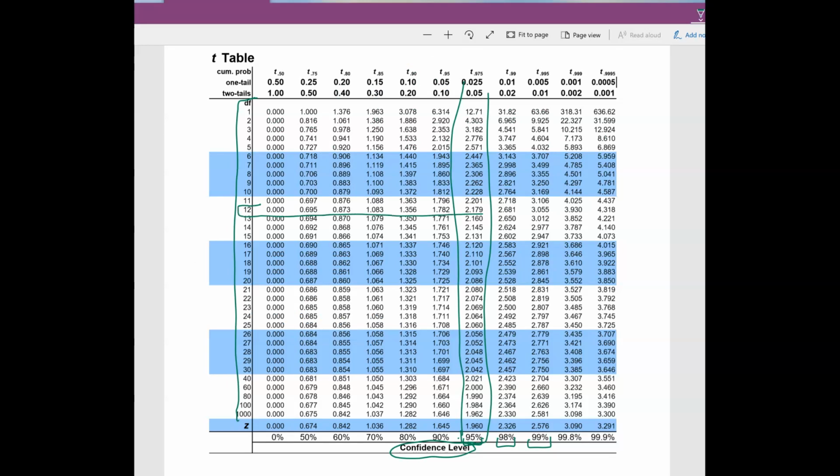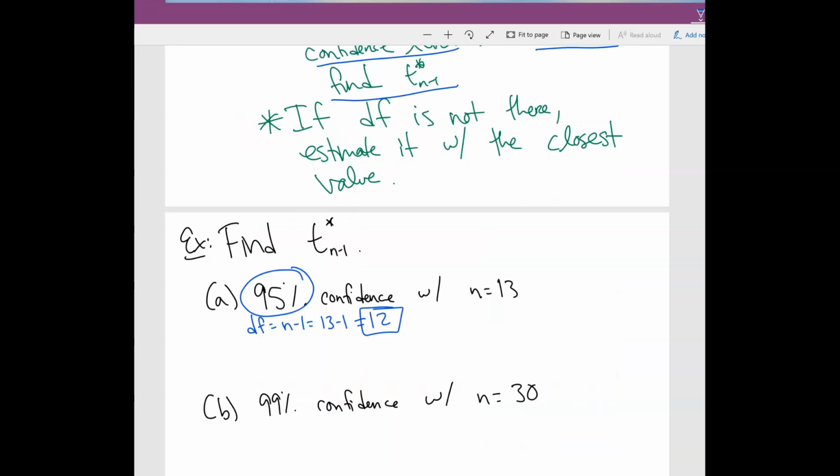So what we're going to do is match this 12 with the degrees of freedom. Okay, so here was 95, 12. The confidence level is all on the bottom. Degrees of freedom is on the left-hand side. And the number that matches up is 2.179. So that's T star n minus 1, 2.179.